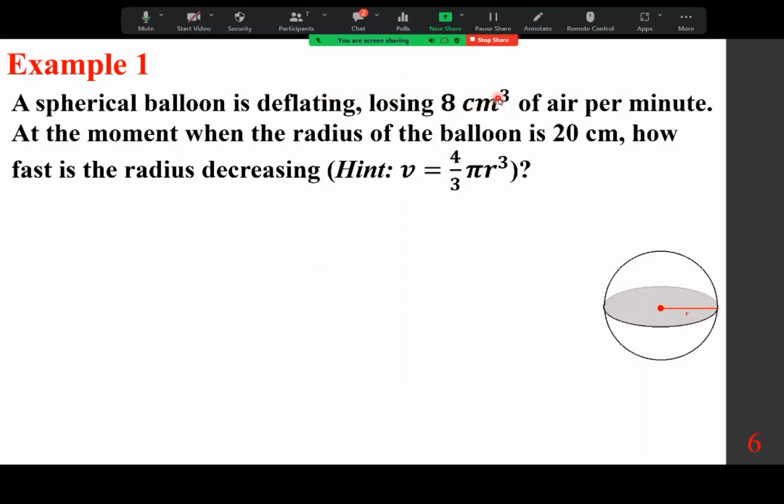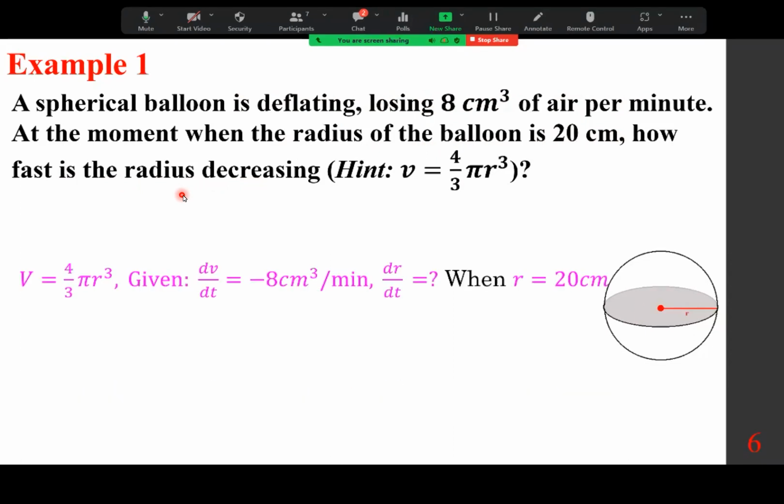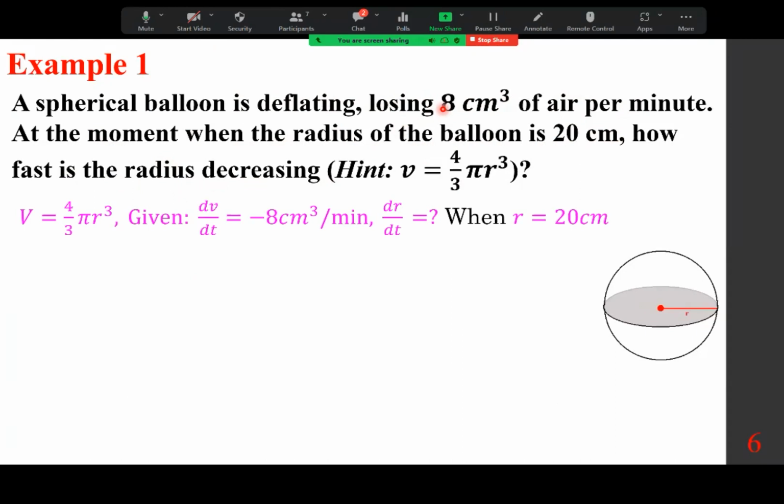And so what are we looking for? We want to translate this. At the moment when r is 20 centimeters, how fast is the radius decreasing? We want dr/dt. So therefore, this whole question becomes translated as follows. This is a piece of information from geometry that you should have. dV/dt is negative 8 cubic centimeters per minute. dr/dt is missing. At what point are we interested in finding that? The numerical value at the moment that r is 20 centimeters.